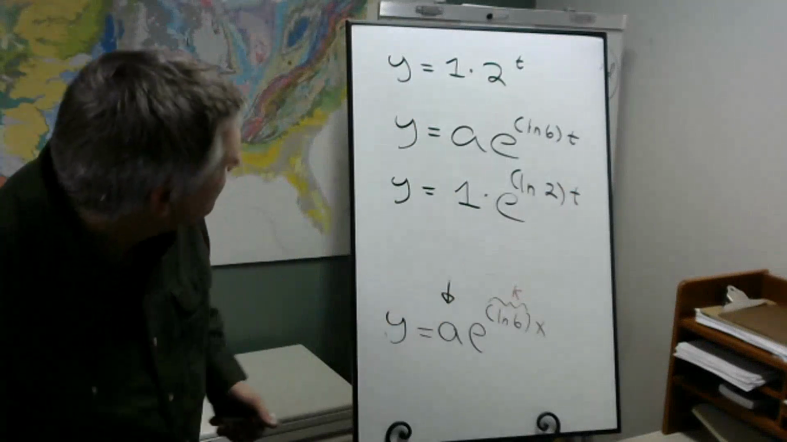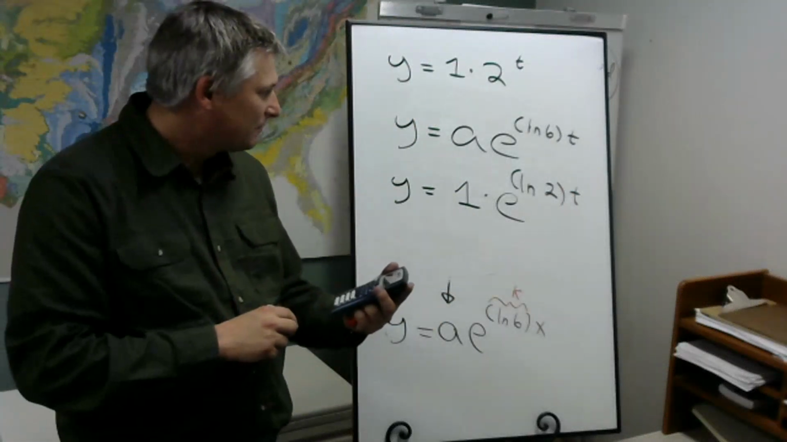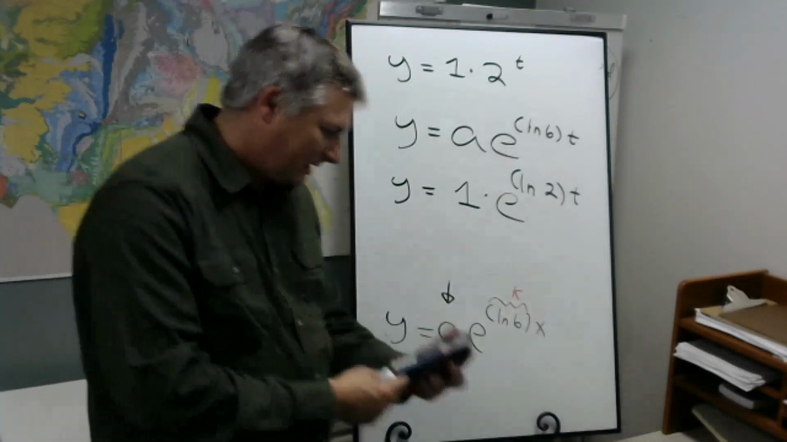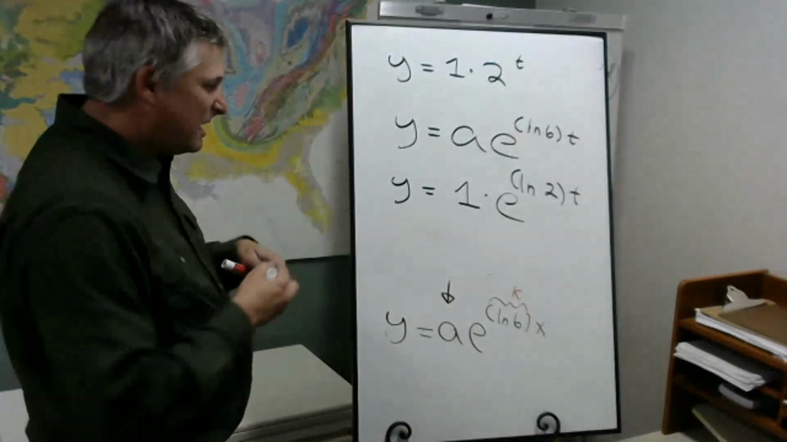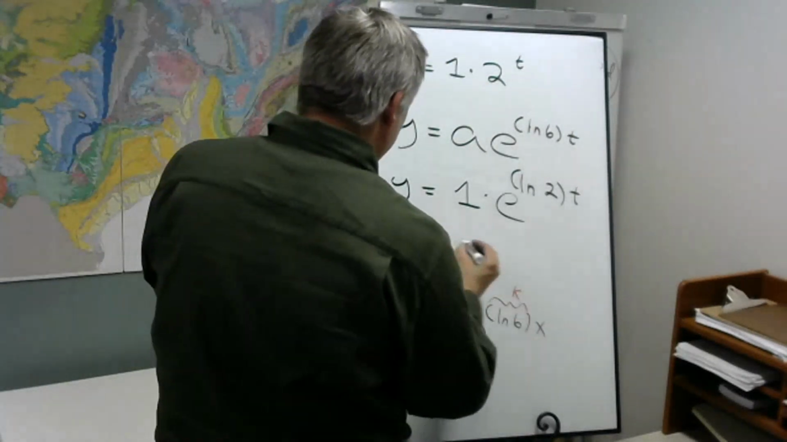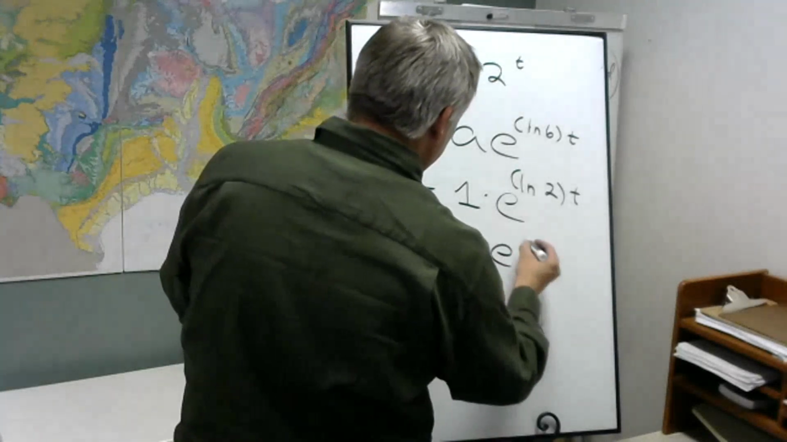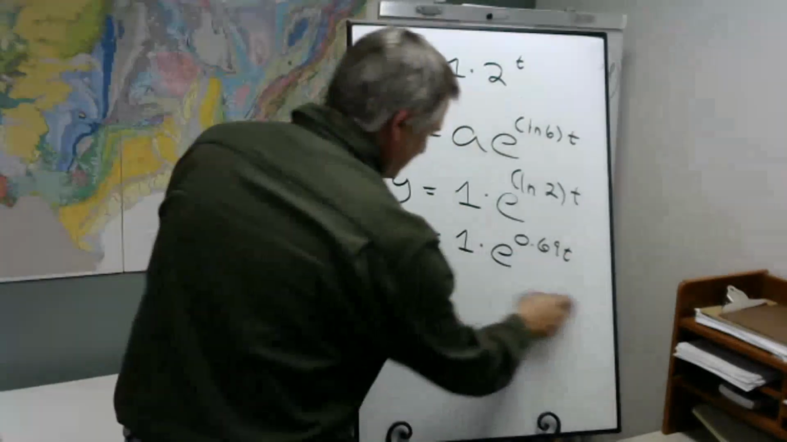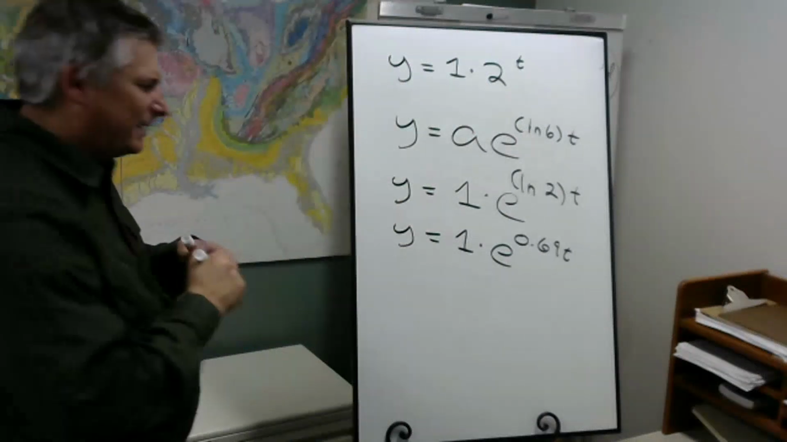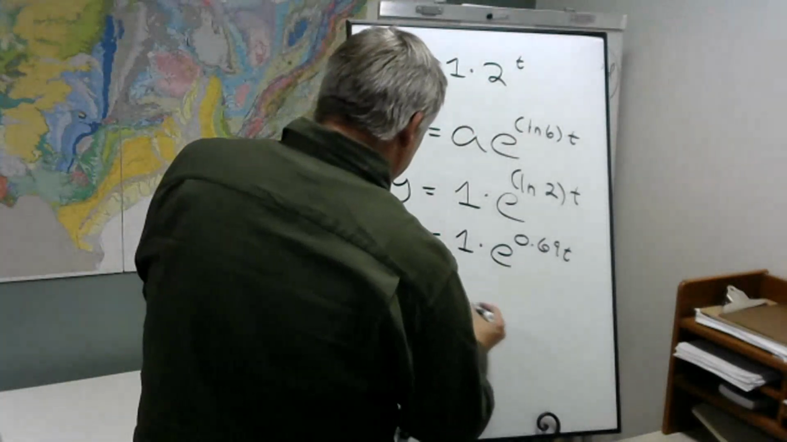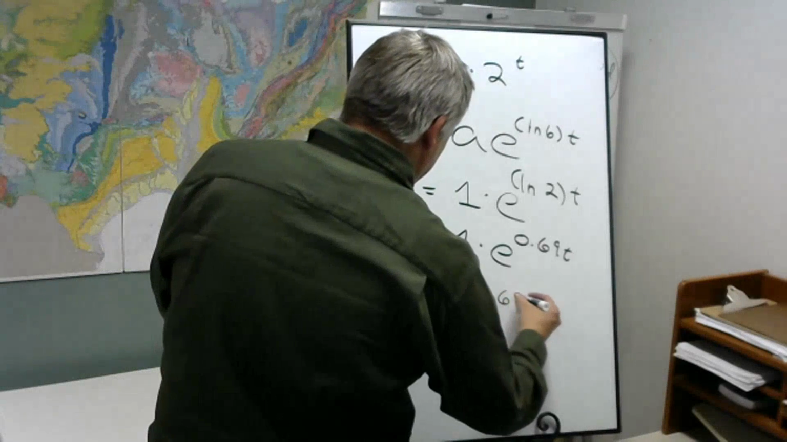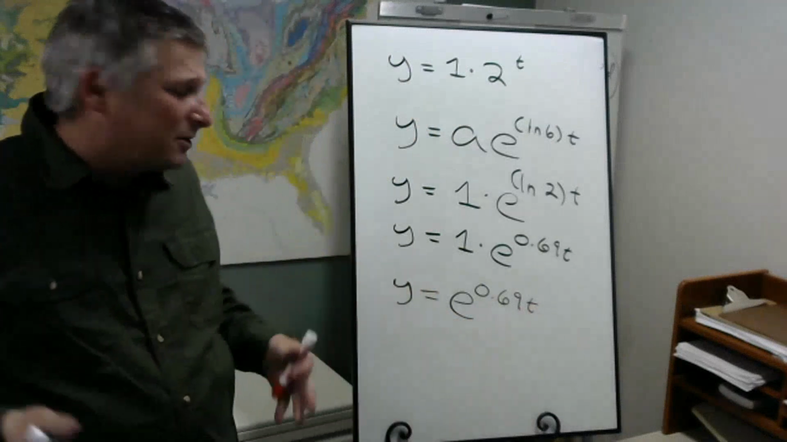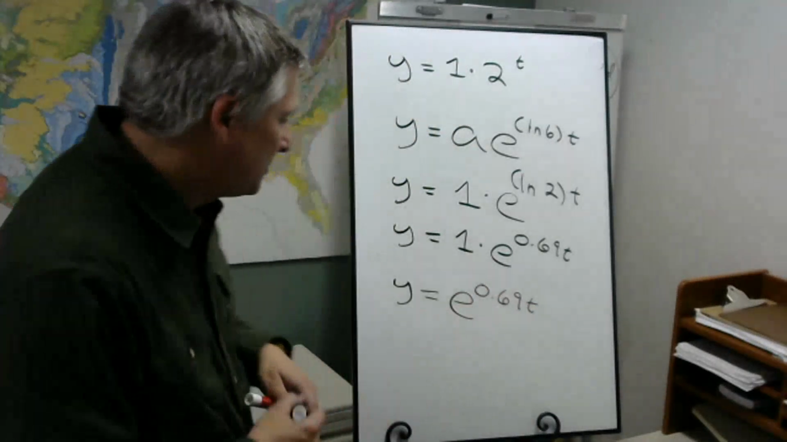So natural log of 2, it's about 0.69. So this will be approximately 1 times e to the 0.69 t. And then we'll just multiply by 1. So approximately we get 0.69 t. And then we did some rounding here. So there's going to be some issues with accuracy, but let's try it out. Let's see how well this works.